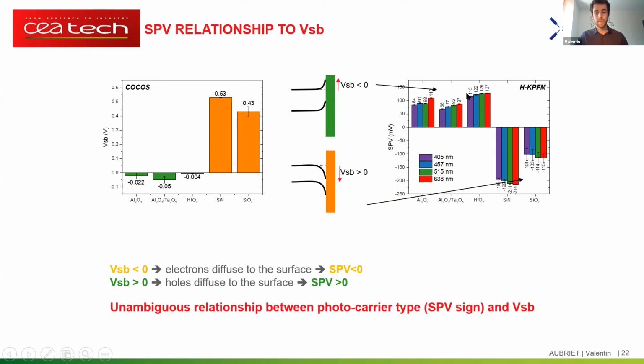And that phenomenon can be explained by the fact that with the blue light, under strong illumination, we tend to flatten the band bending only over 100 nanometers, whereas with the red light, we tend to flatten the entire space charge region. But what we must note from this measurement is that the surface photovoltage measurement allows us to determine the electronic property at the interface and tell us if we are under accumulation or under depletion. And this property is very important in the case of passivation study.